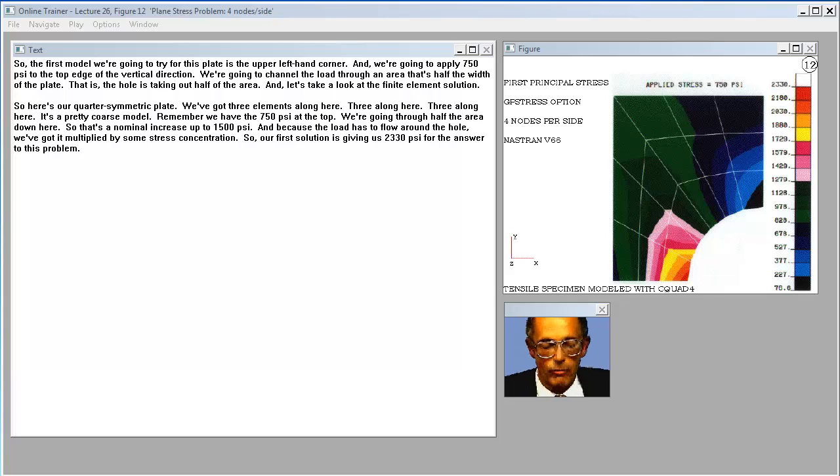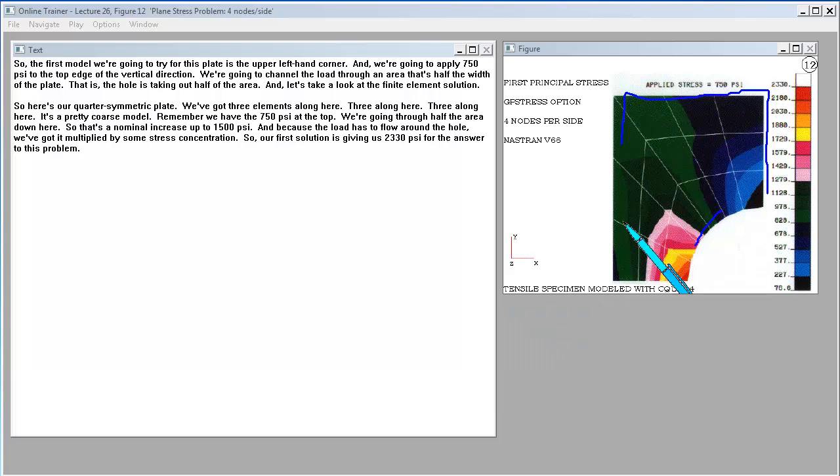And let's take a look at the finite element solution. So here's our quarter symmetric plate. We've got 3 elements along here, 3 along here, 3 along here. It's a pretty coarse model. Remember, we have the 750 psi at the top. We're going through half the area down here, so that's a nominal increase up to 1500 psi. And because the load has to flow around the hole, we've got it multiplied by some stress concentration. So our first solution is giving us 2330 psi for the answer to this problem.